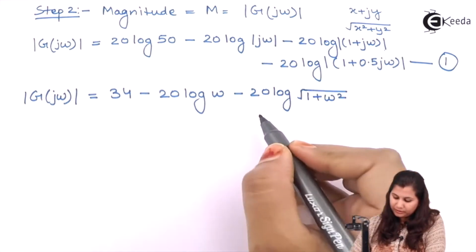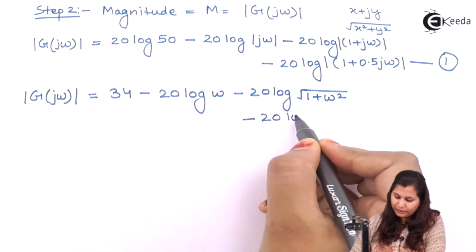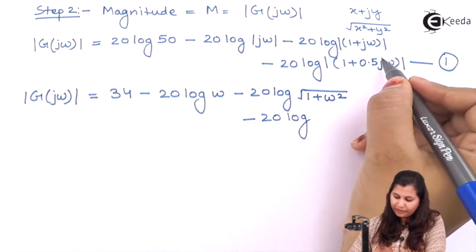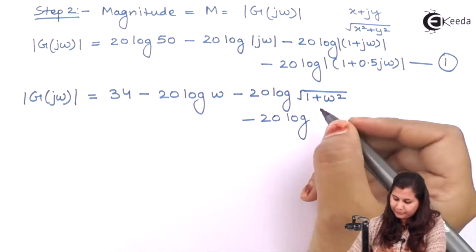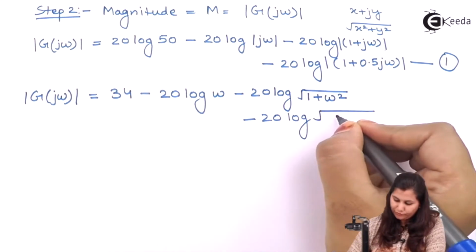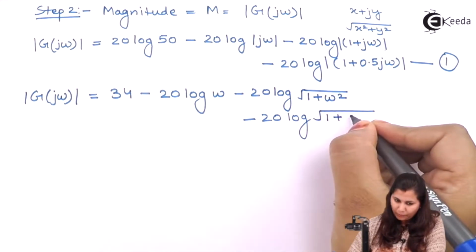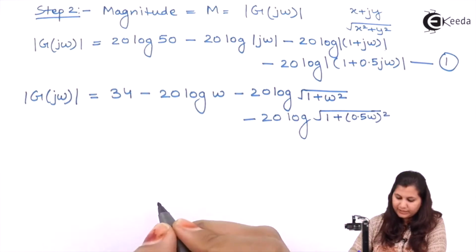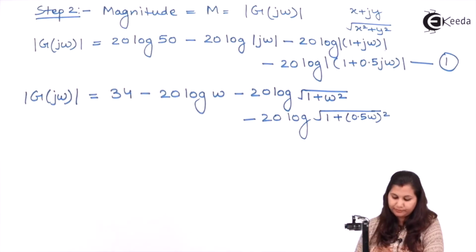Now here the magnitude will be minus 20 log under root of 1 plus (0.5 omega) square. So this is the magnitude expression.